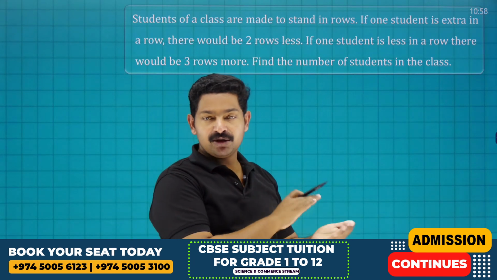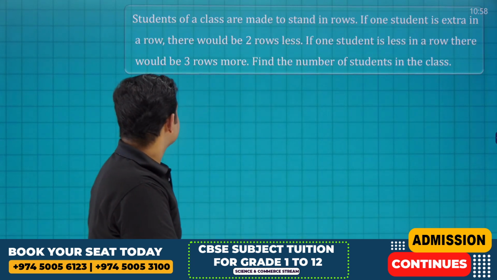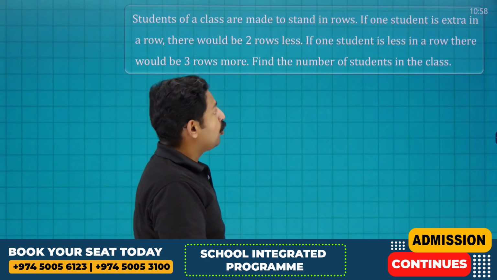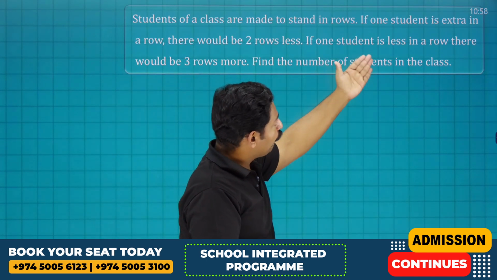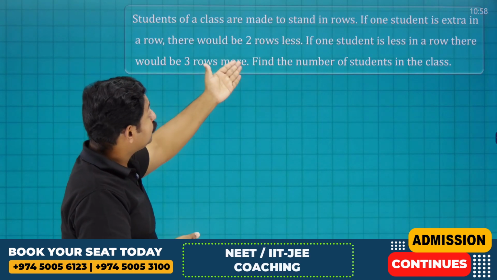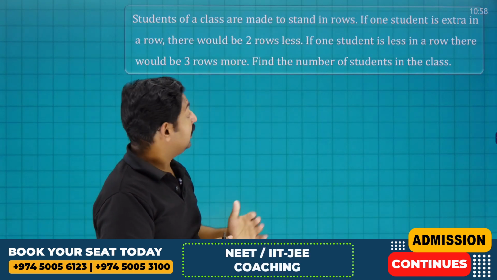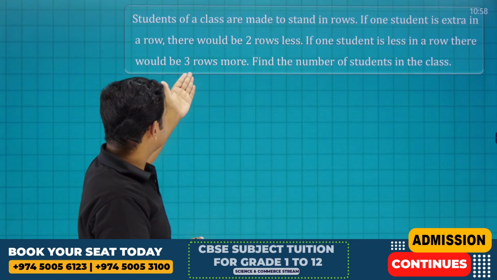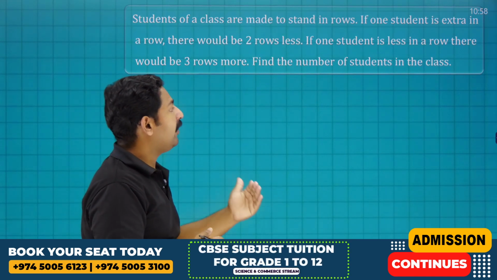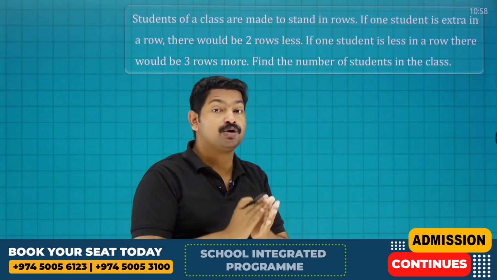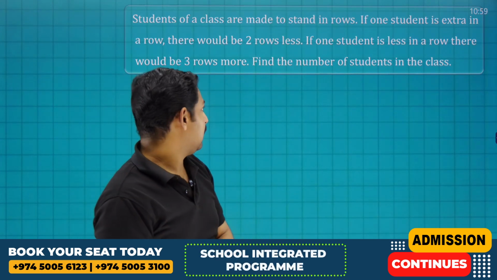This is the last question that we are going to discuss in this session. So you can see, students of a class are made to stand in rows. If one student is extra in a row, there would be 2 rows less. If one student is less in a row, there would be 3 rows more. Find the number of students in the class. So at last we need to find out the total number of students in the class.